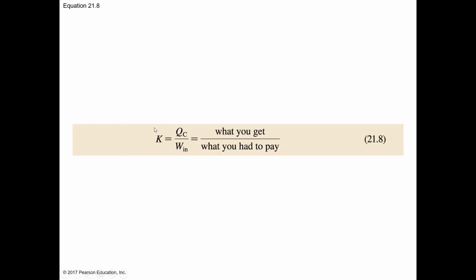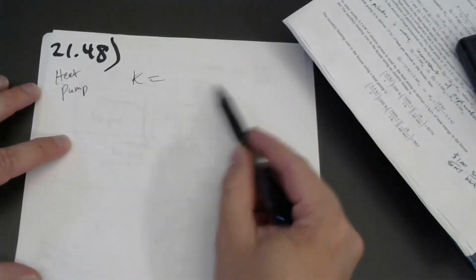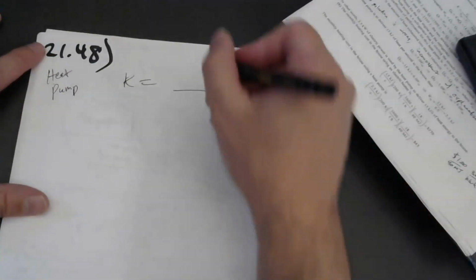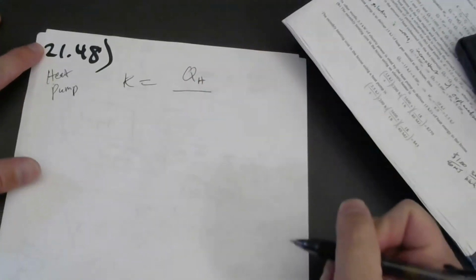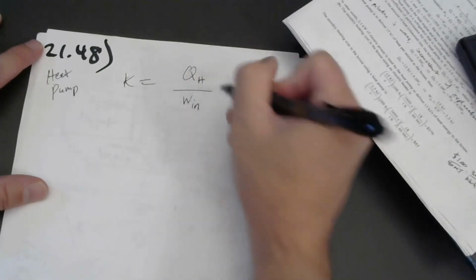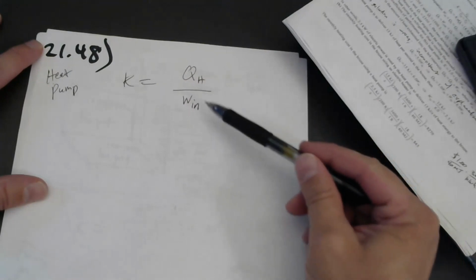So let's modify the definition of coefficient of performance for a heat pump versus a refrigerator. And if we just go with the common sense definition of coefficient of performance for a heat pump, you want to get as much as possible for what you pay for. Well, what is the desired quantity? You want to pump as much heat as possible into the hot reservoir. That's your home. But you have to pay for that. And we need a relationship between these two.